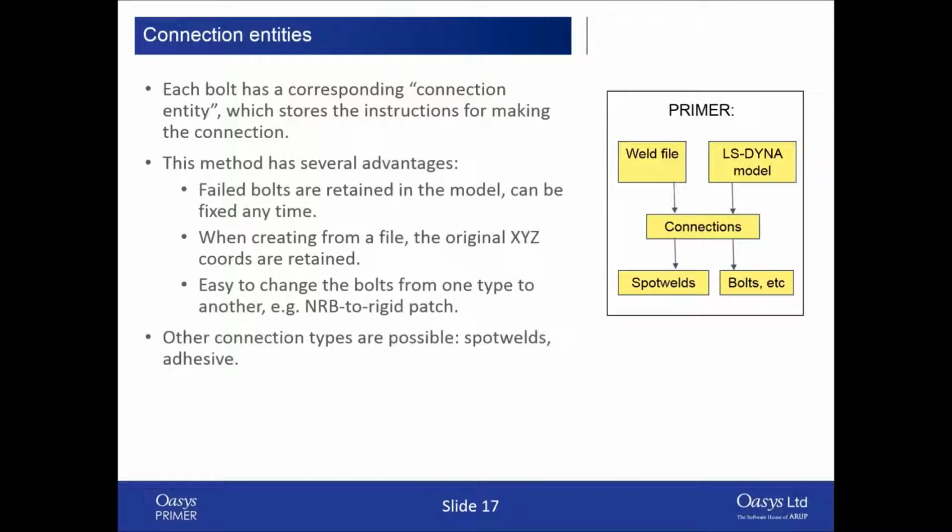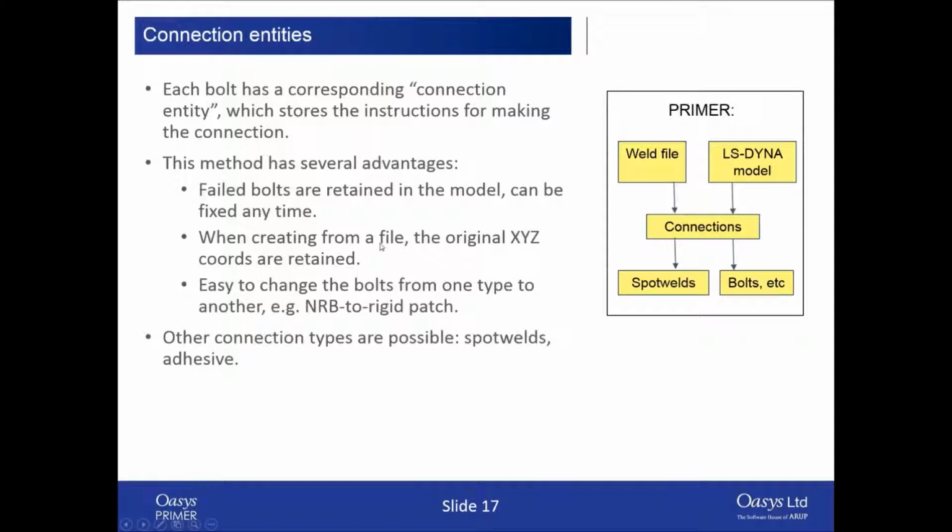So each bolt has a corresponding connection entity which stores the instructions for making the connection. So doing this has several advantages. So one is that failed bolts are retained in the model and can be fixed at any time. So you might have read in lots of information and some of the bolts could not be made for whatever reason. Maybe the specified coordinate is not close enough to the panels to make the bolt. That connection entity will be retained in the model, and that means that you could look in the connection table and look at the bolts that have failed to make, and you could look at the panels being referenced and then modify and fix that connection.